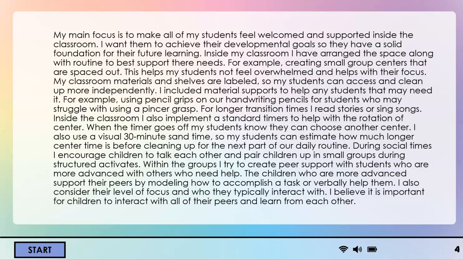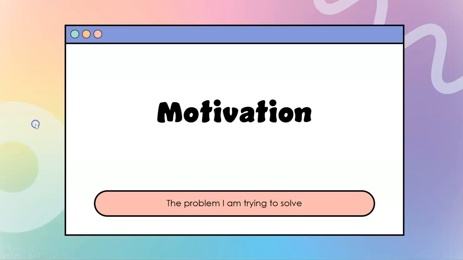During social times, I encourage my students to talk with each other and pair children up in small groups during structured activities. Within the groups, I try to create peer support, pairing students who are more advanced with students who need more help. The children who are more advanced support their peers by modeling how to accomplish a task or verbally helping them. I also consider their level of focus and who they typically interact with. I believe it is important for children to interact with all their peers and learn from each other.